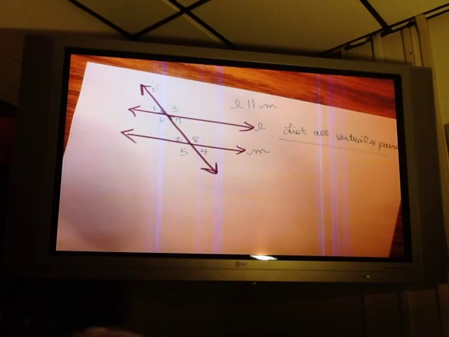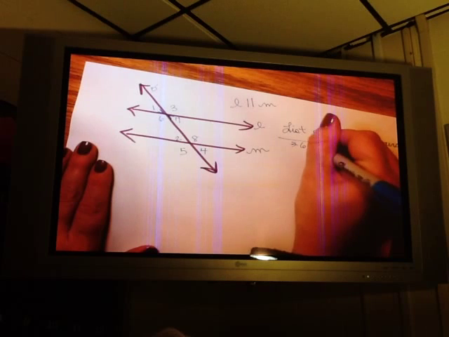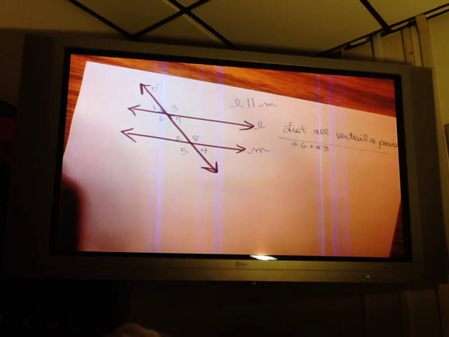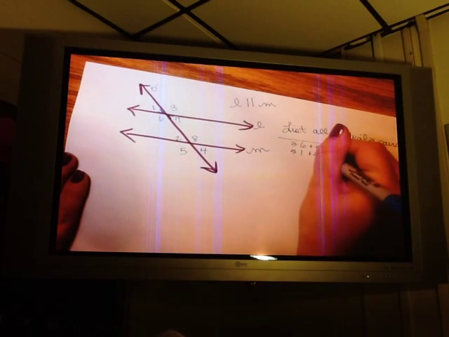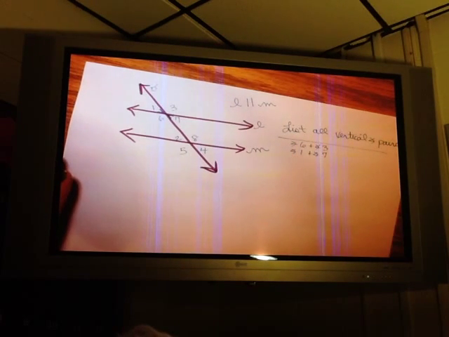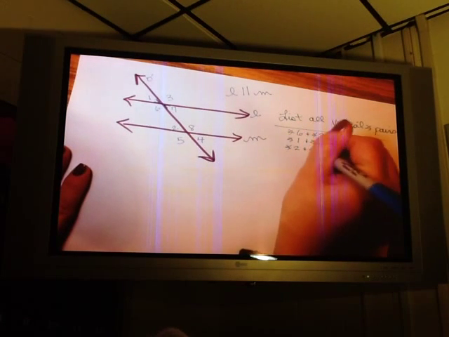So name one of them, and if you're missing these on your foldable, please change it. You don't want incorrect information. James, what do you think? 6 and 3. 6 and 3 are one pair, yes. Angle 6 with angle 3. List another pair for me, Clayton. 1 and 7. 1 and 7, yes. Angle 1 with angle 7. Dalton. 2 and 4. 2 and 4, perfect, excellent.